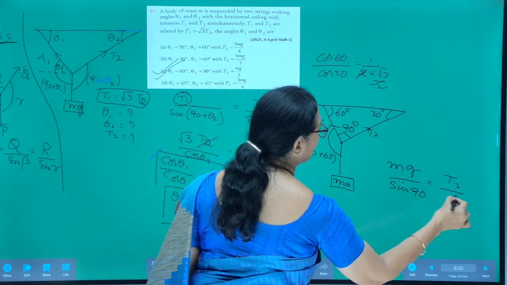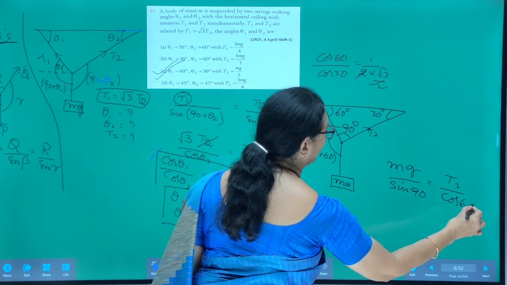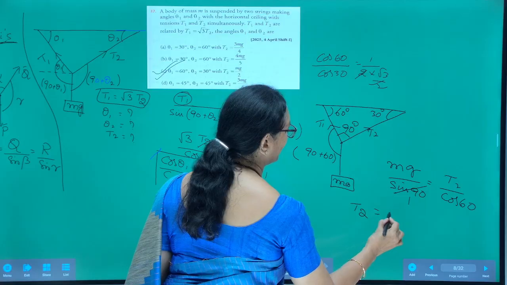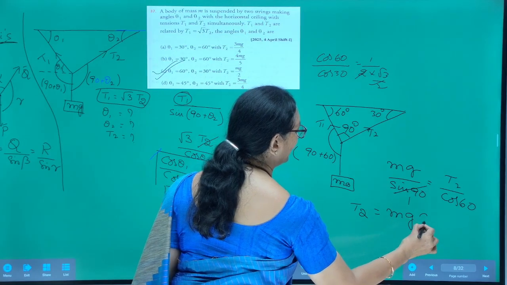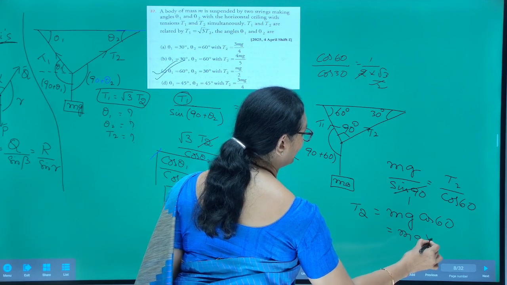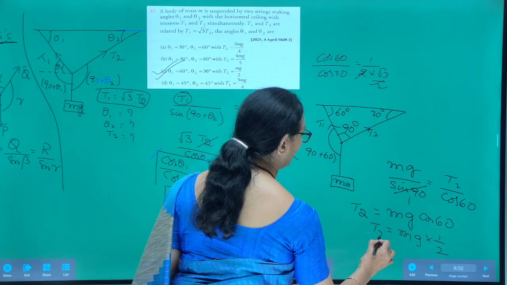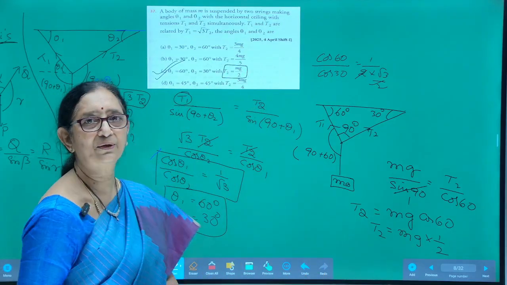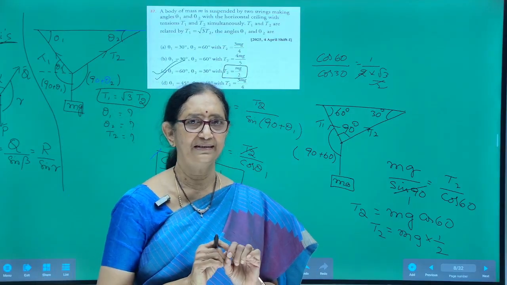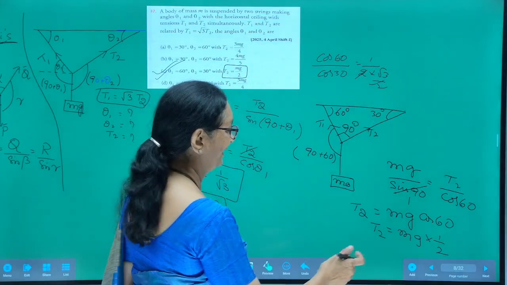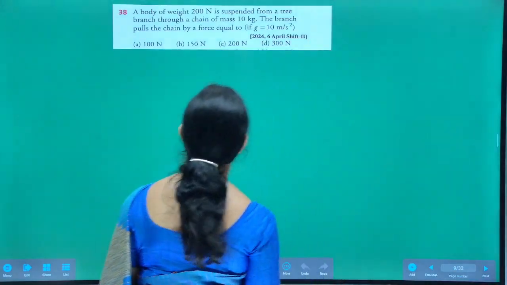Sin 90 plus 60 is cos 60. Sin 90 is 1. So, T2 is equal to mg cos 60. Cos 60 is 1 by 2. So, T2 is equal to mg by 2. That is purely based on Lami's theorem. Okay? Now, move on to the next.